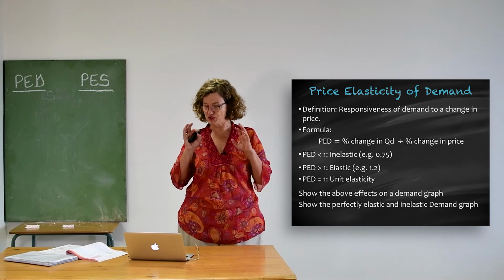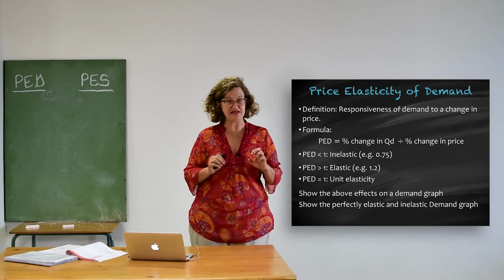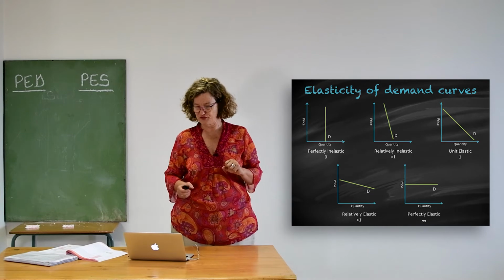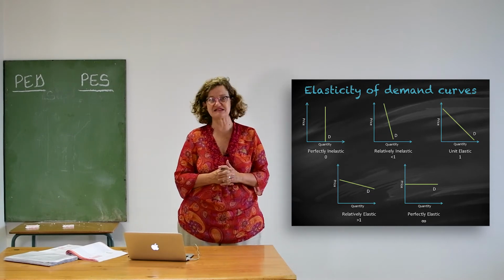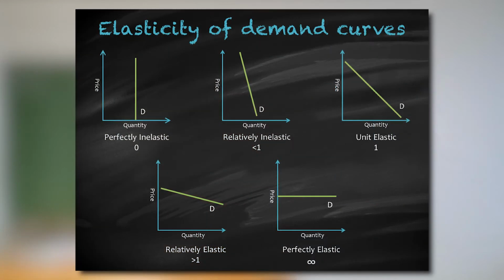Okay, we will also show you in the next slide some different graphs on price elasticity of demand. If you look at the first graph, it is totally inelastic. They also call it perfectly inelastic. That vertical demand curve means that it doesn't matter what the price is. The price can be 10 or the price can be 2. The quantities stay exactly the same.